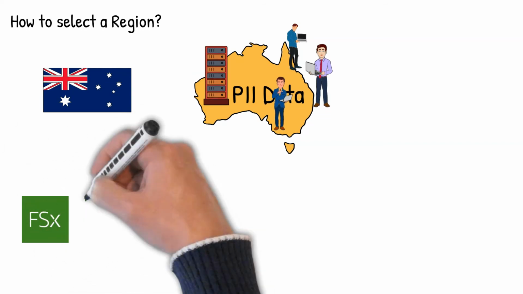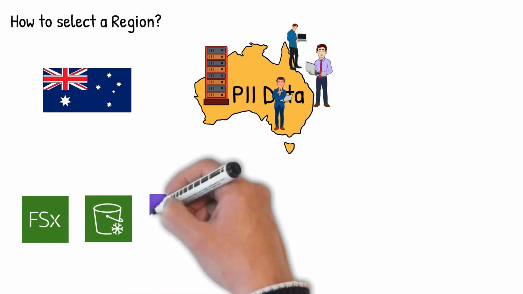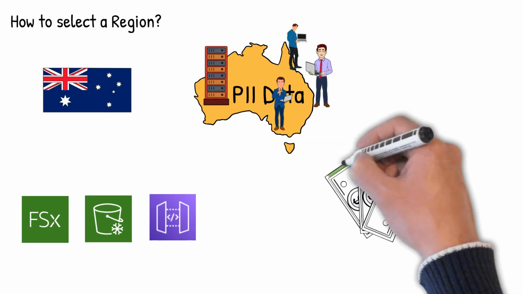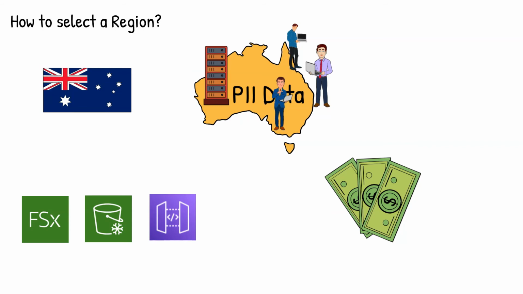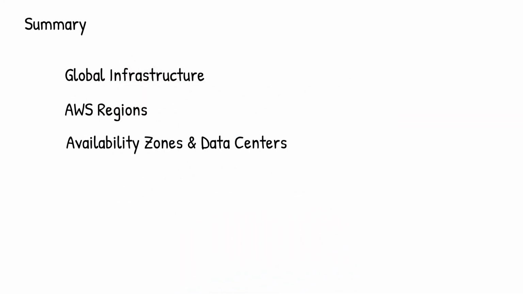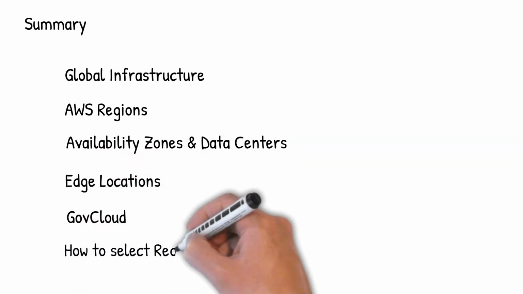Choice of the service you use may also influence the region, as some services may not be available in certain regions. Lastly, some regions have a higher cost of operation than others, which may result in a higher price for you. For example, GovCloud. This concludes our exploration of AWS Global Infrastructure. We explored AWS regions, availability zones, data centers, edge locations, GovCloud, and the factors affecting choice of AWS regions.